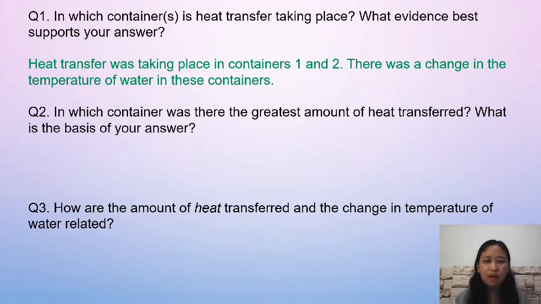Kung i-recall natin, meron tayong tatlong baso kanina, pare-pareho natin nilagyan ng cold water. Mineasure natin, ang nakuha nating initial temperature ay 13 degrees Celsius. Yung container 1 o yung glass 1 na nilagyan natin ng hot water, naging 41 degrees Celsius ang kanyang temperature. At si glass 2 naman, naging 20 degrees Celsius.